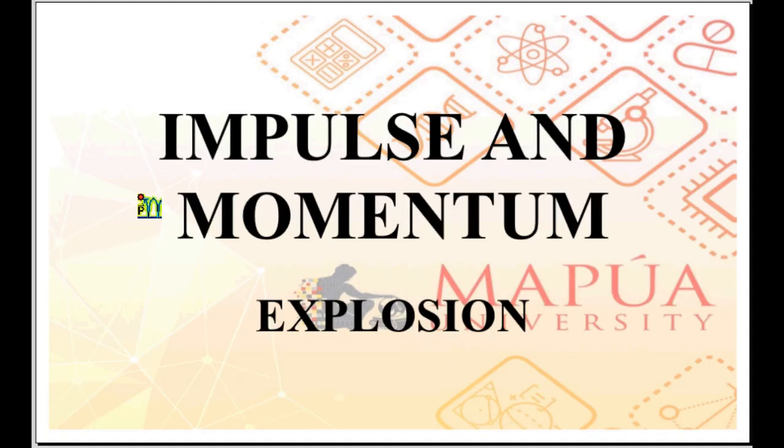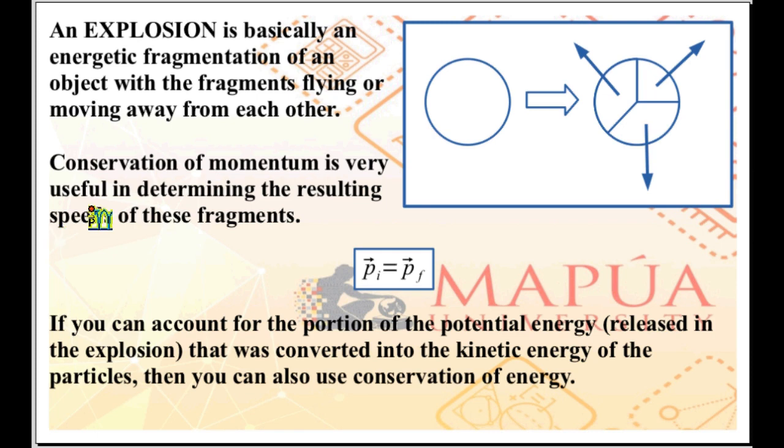And now we have the last part of our discussion on impulse and momentum. We have explosions. An explosion is basically an energetic fragmentation of an object with the fragments flying or moving away from each other. You have an object, it fragments energetically, causing the fragments to fly away from each other.